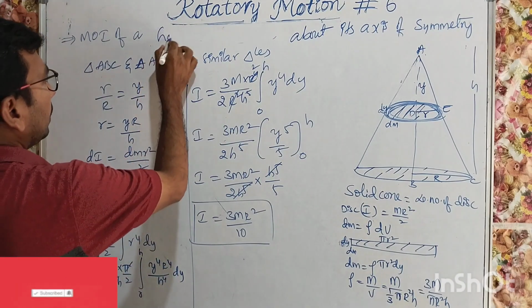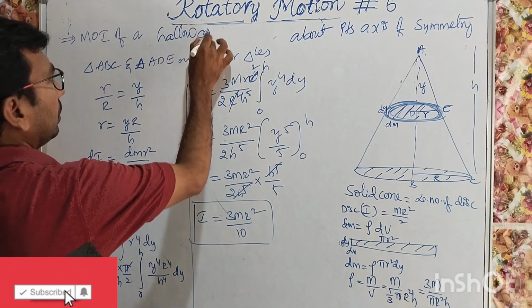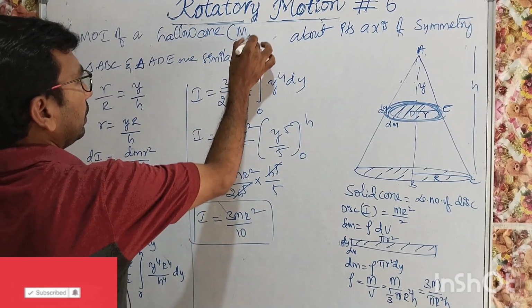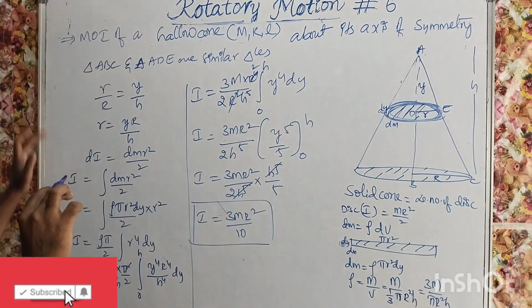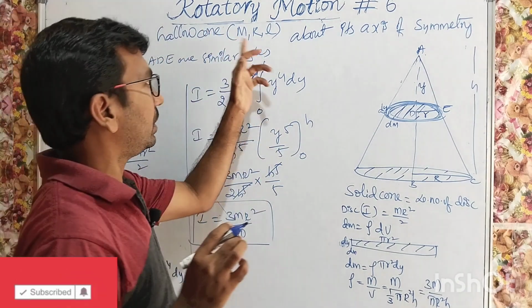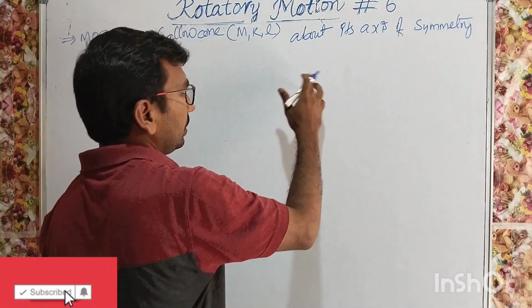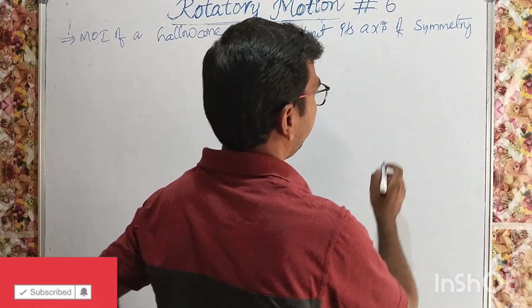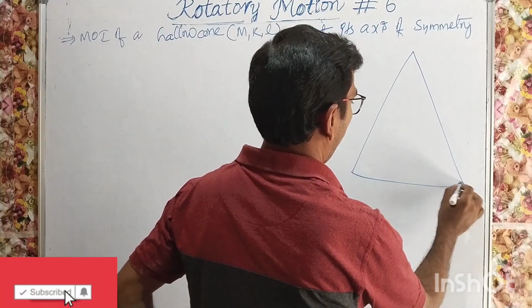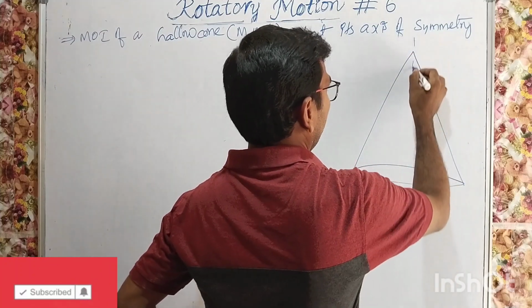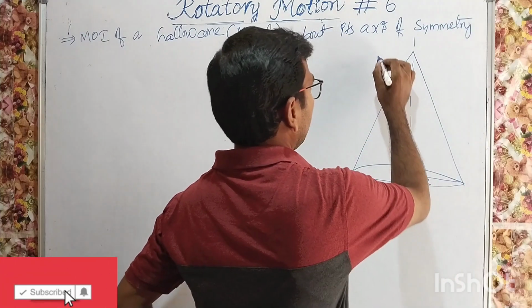Moment of inertia of a hollow cone of mass m, radius r, and lateral length L. So next, moment of inertia of a hollow cone of mass m, radius r, and length L about its axis of symmetry. So you will consider a hollow cone. This is the axis of symmetry. This radius is r. This mass is capital M.